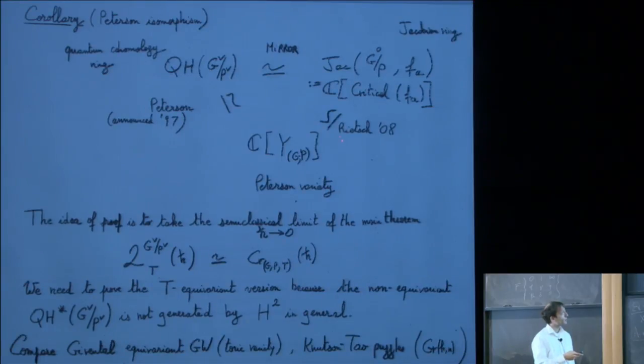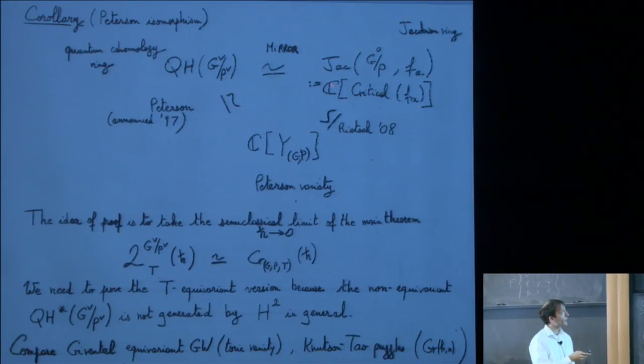In fact, Rietsch proved that this Jacobian ring is the same as a Peterson variety introduced by Peterson. She also proves this for Grassmannians and other flag varieties. This, which we interpret as a mirror prediction now, was also announced by Peterson in 1997. So you can get this result as the h bar goes to 0 limit, the semi-classical limit, of the other mirror theorem.